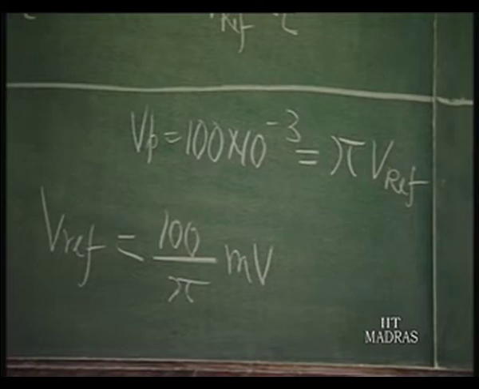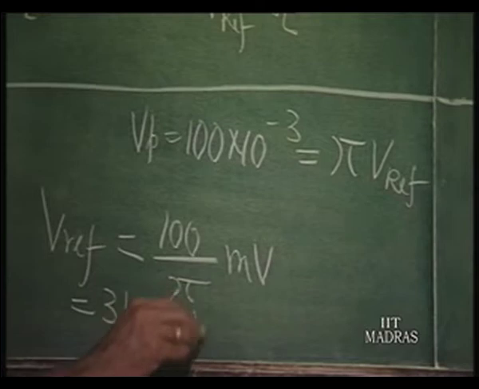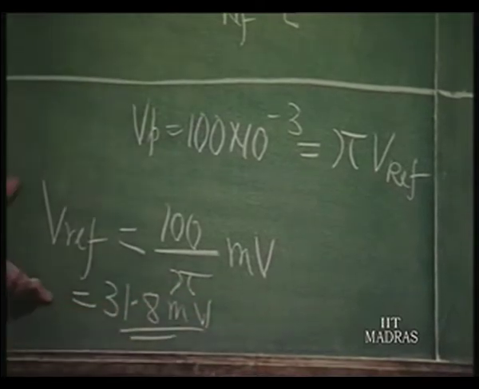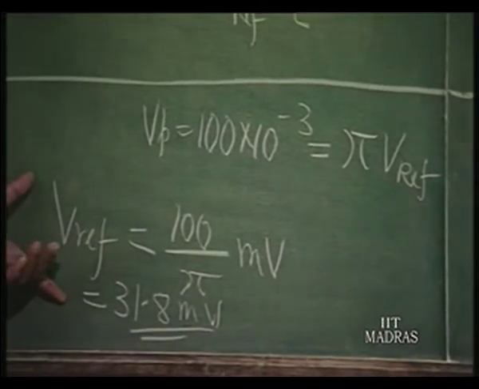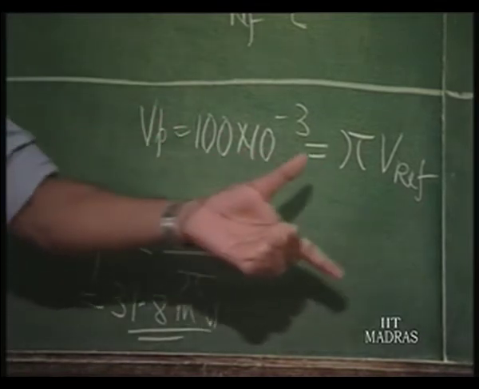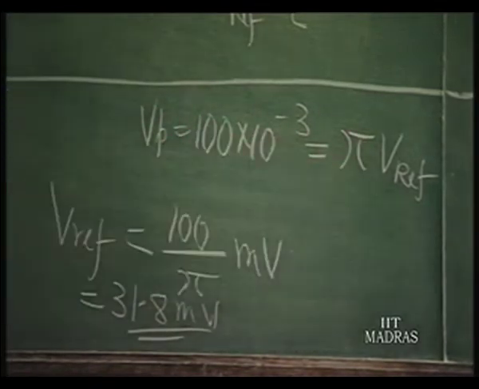So, we have V reference equal to 100 millivolts divided by pi millivolt. How much? 31.8. So, that is the V reference that you have to connect here in order to make the peak voltage equal to 100 millivolts constant.